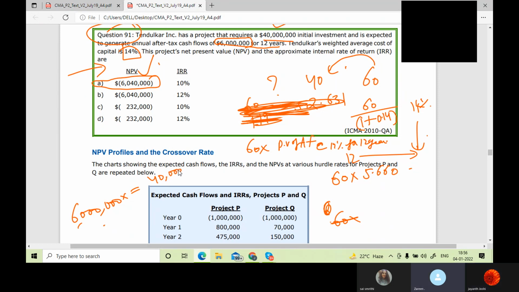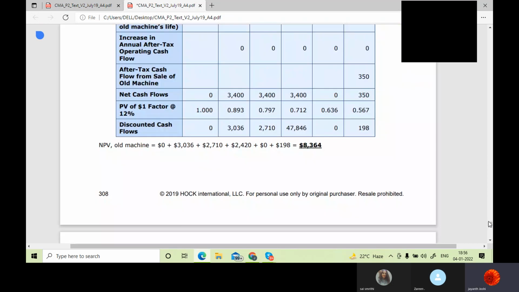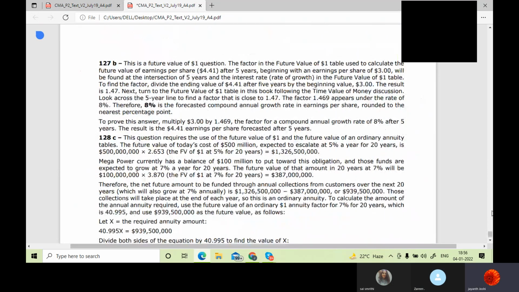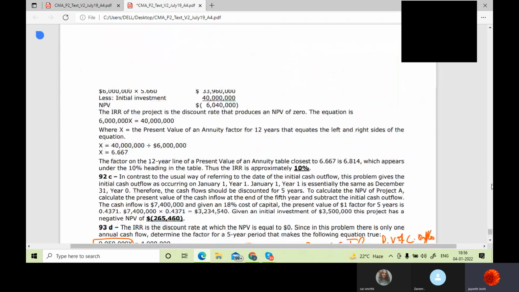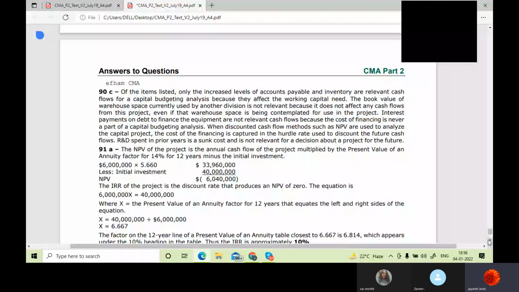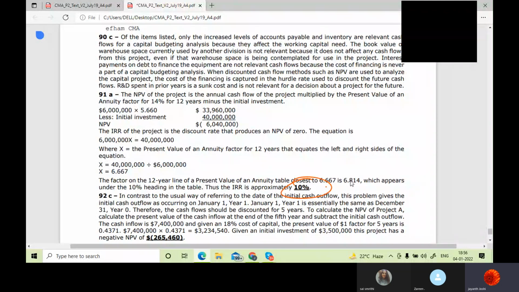So X is equal to 40, whatever is given, divided by 60. So what is the answer you got? X is equal to 0.6666, because 2 by 3 you'll get here. So what is that 6.666 if you see for the 12 years in the annuity factor table? Let's go and see there and tally. 6.66 is closest to 10% because it is near to 6.814. Okay, that's the answer.